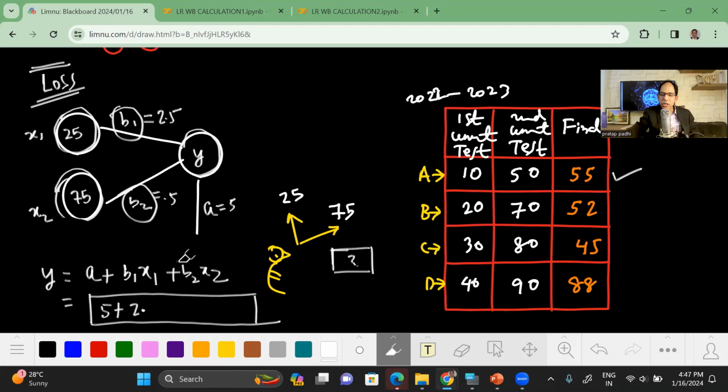I tested only for one row, remember, not for all rows. For all rows, we'll go to coding and see what the real one is. We'll do it today if you're patient. So this is 5, and b1 is 2.5 multiplied by x1, the input 25, plus b2 is 0.5 and x2 is 75. Boom! I got the answer. Awesome. I'm so happy.